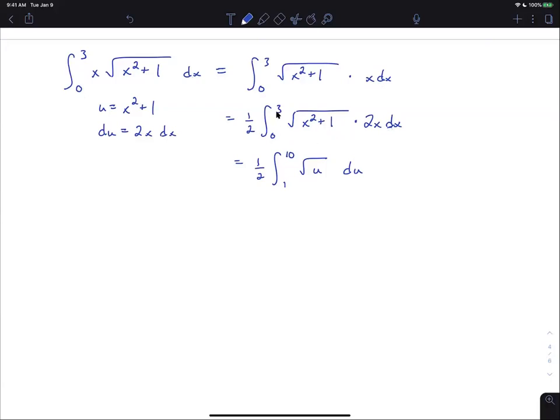Does that make sense? As soon as you actually change it to du, you no longer get to put x here. These must be u values. Does that make sense? Okay, so if x is 0, u is 0 squared plus 1. So then u is 1. Does that make sense? If x is 3, then u is 3 squared plus 1, which is 10. Is everybody clear where that's coming from?